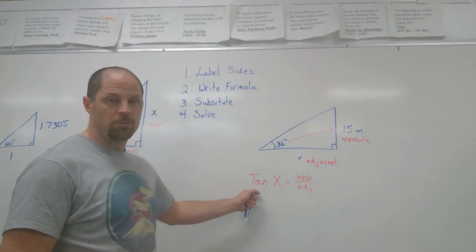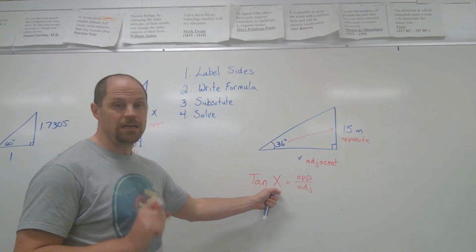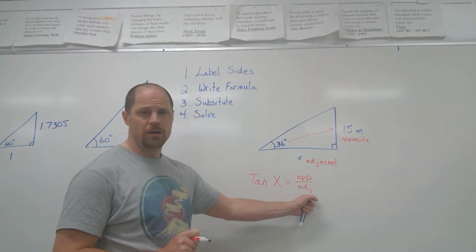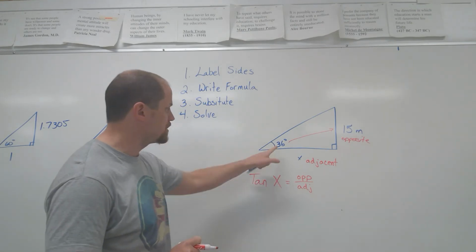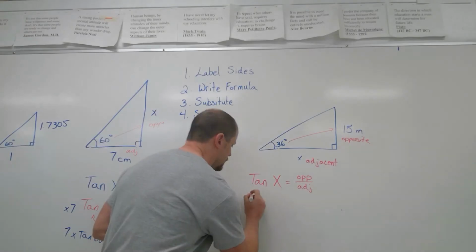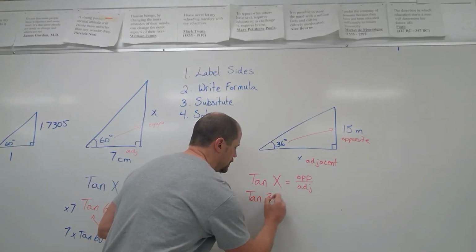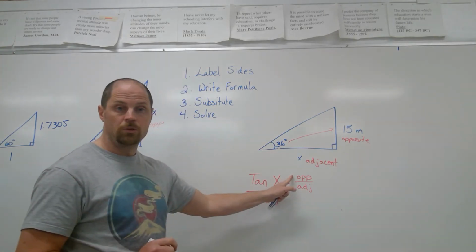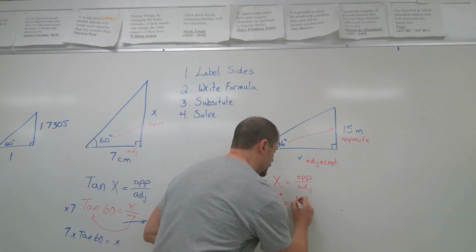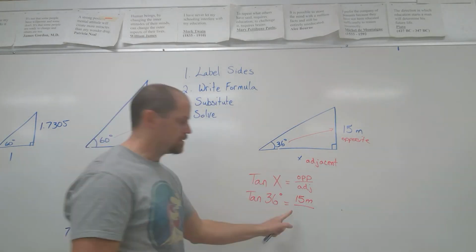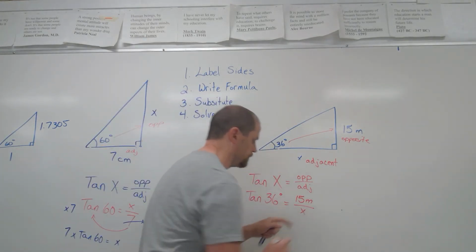So I've got my formula written down. The x is the unknown angle, remember that. The opposite side divided by the adjacent. So I'm going to take my two numbers, 36 and 15. The 36 is going to go in the angle. The 15 is the opposite. It will go on top. The x is unknown, the adjacent on the bottom.